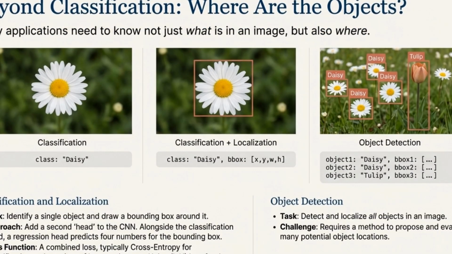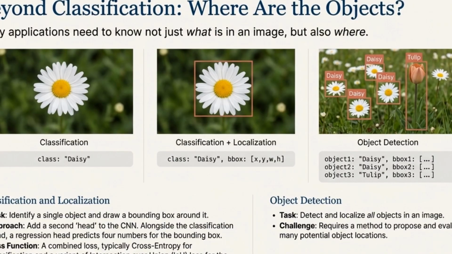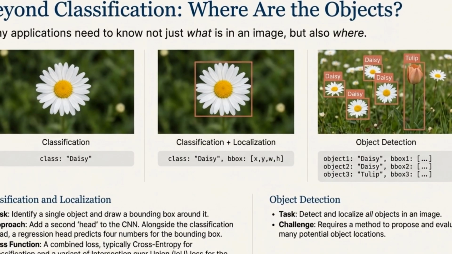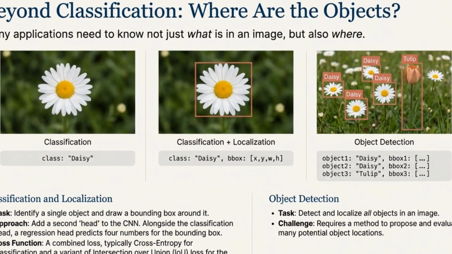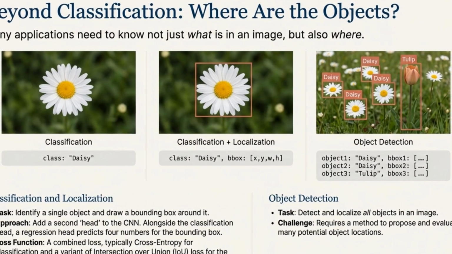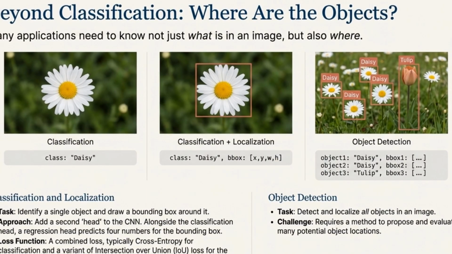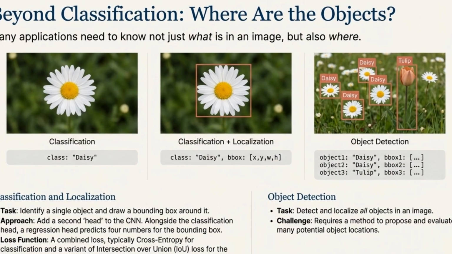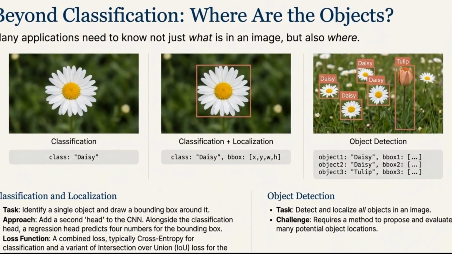While classification, answering the question of what is in this image, was the initial focus of CNNs, many real-world applications require more granular understanding. We must extend the capability to answer, where are the objects? We move from classification to two related yet distinct tasks. First, classification and localization. Here, the task is to identify a single dominant object and draw a precise bounding box around it.